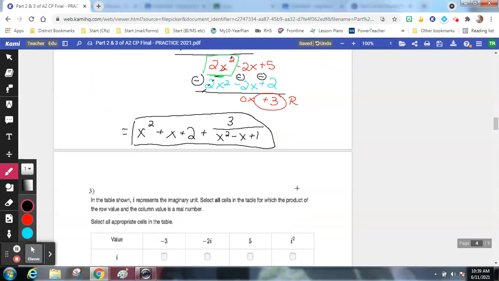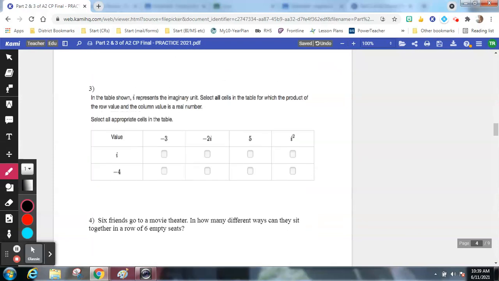Okay. Number 3. It says in the table shown, i represents the imaginary unit. Remember, i is the square root of negative 1. Select all cells in the table for which the product of the row and the column is a real number. Basically means contains no i. That's what we're looking for.